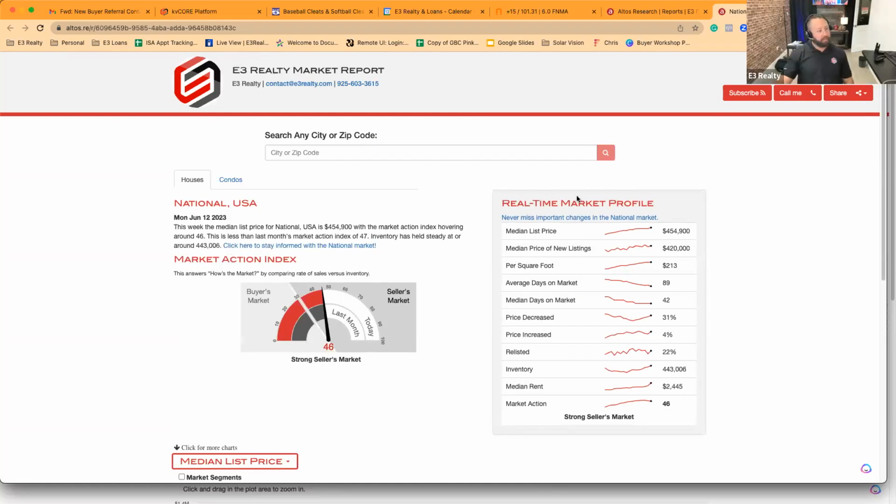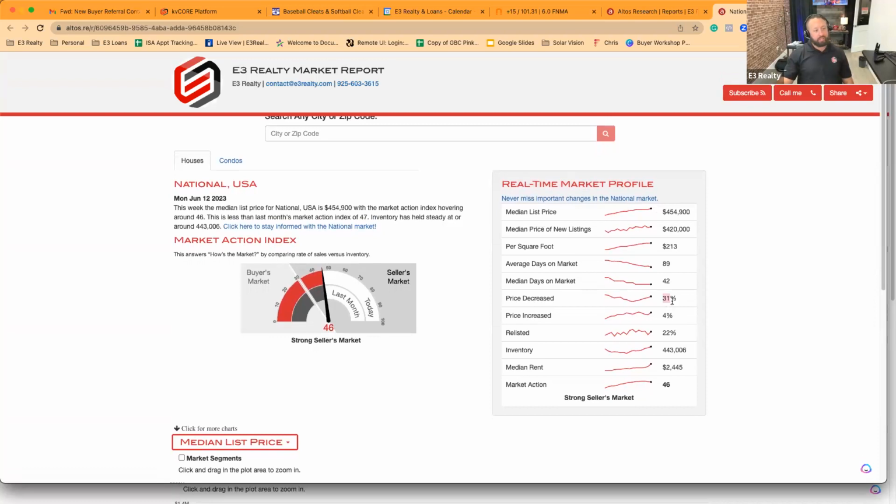And this right here basically is a real estate market profile. This is a 90-day running average. I can go back 3 months here and look at exactly where we've been in the last 3 months for the national active inventory. This is not pending, this is not closed, okay? So 455, 420, 213 square foot, average days on market 89, median days on market 42. Price decreases is 31%. It's starting to climb again, but as you can see down here, we got down to about 29 or so.